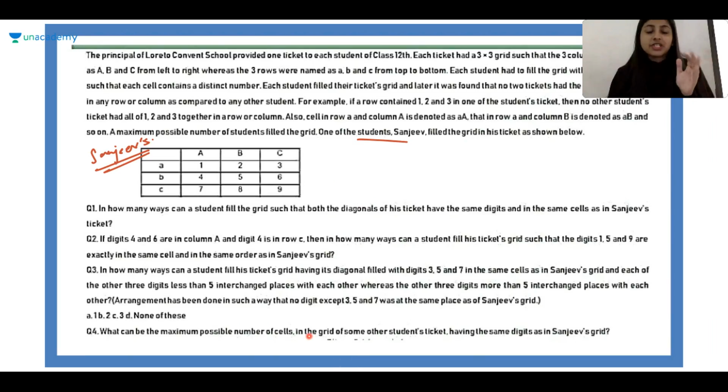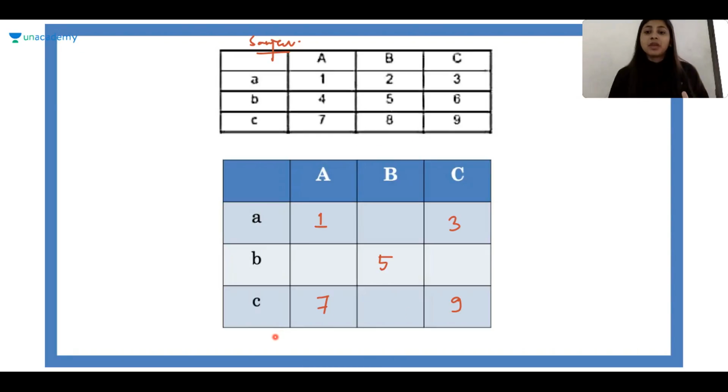In the first question it is given, in how many ways can a student fill the grid such that both the diagonals of his ticket have the same digits as in, and in the same cells as, Sanjeev's ticket. तो diagonal मैंने दोनों सेम लिख दिए. अब आपको बाकी नंबर्स जो बचे हैं 2, 4, 6 and 8 वो प्लेस कर करके चेक करना है.